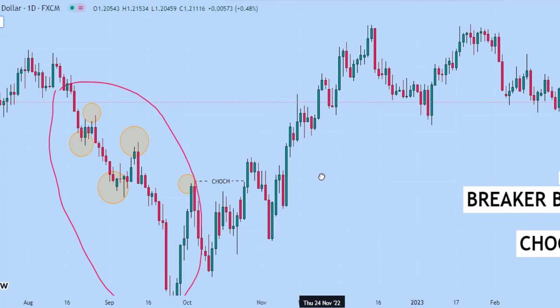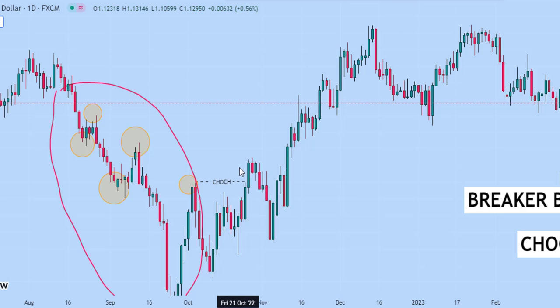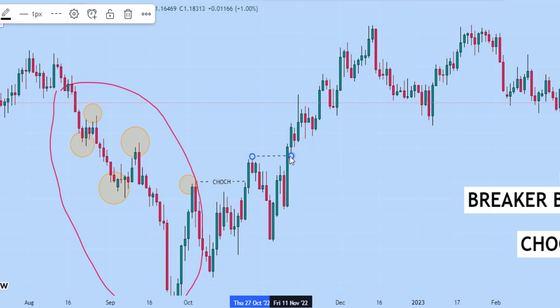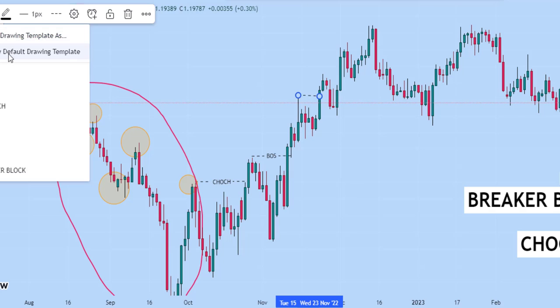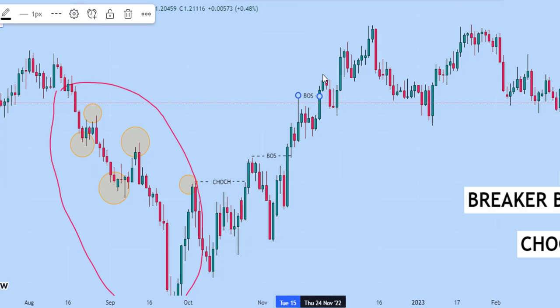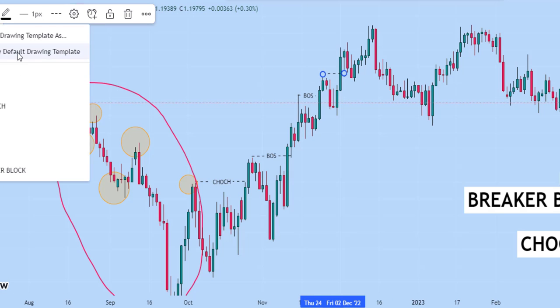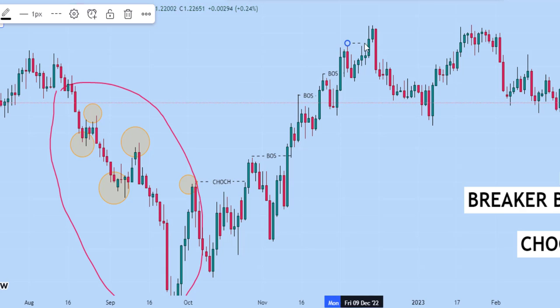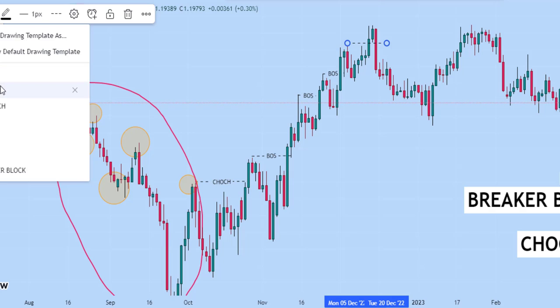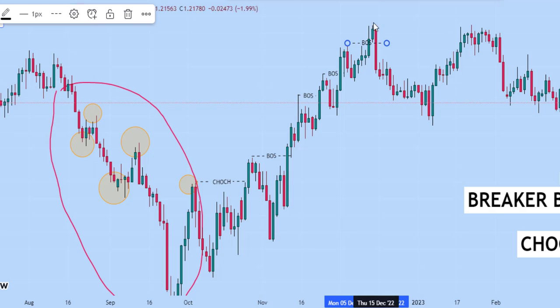And if you look at this from here, we can see that this is now a break of structure. We can call this a break of structure. This is a break of structure also. This is also a break of structure. Then this is also a break of structure, even though it reached out for liquidity.